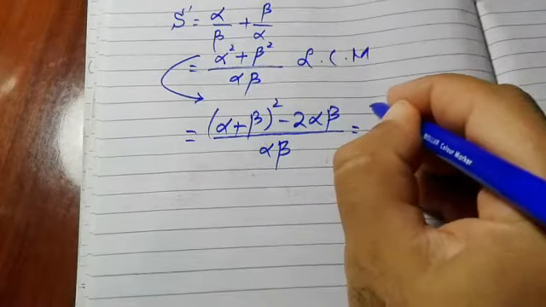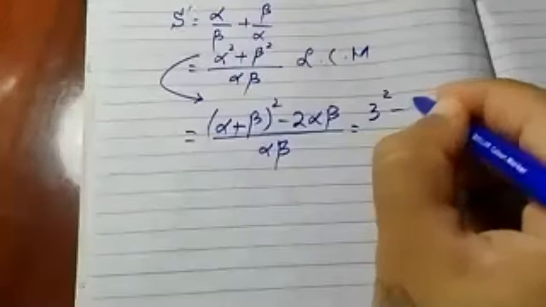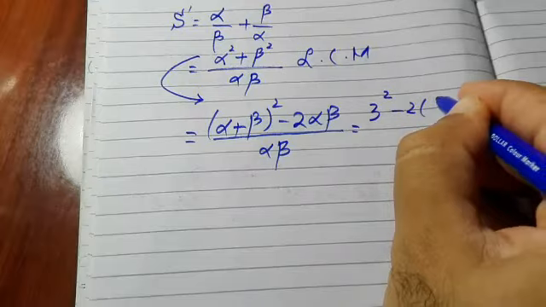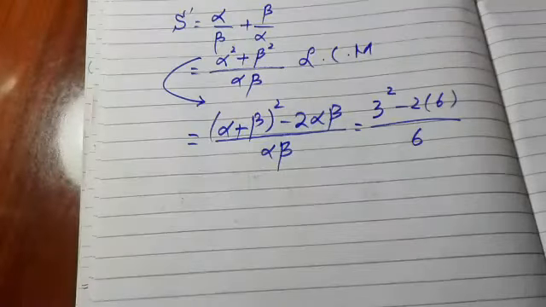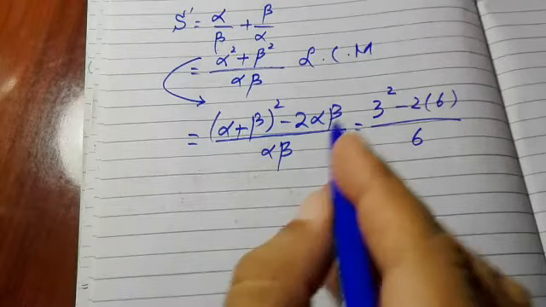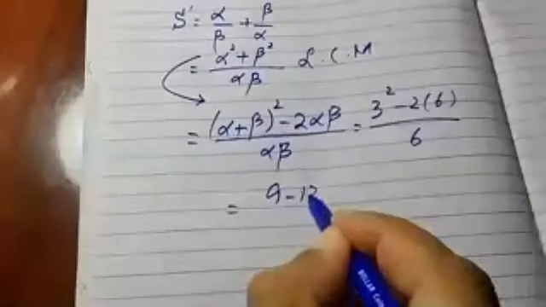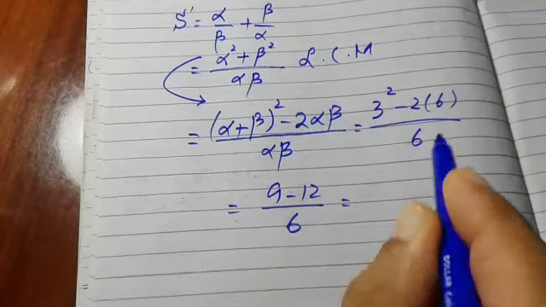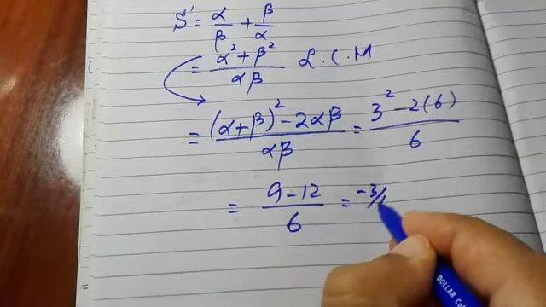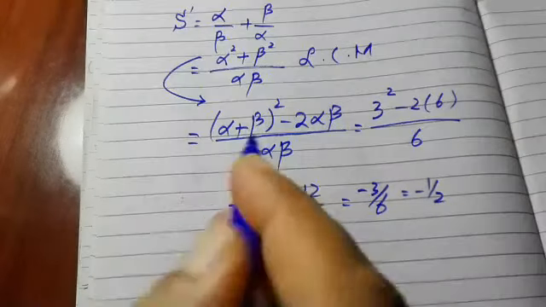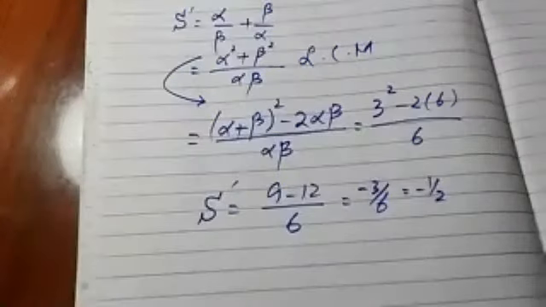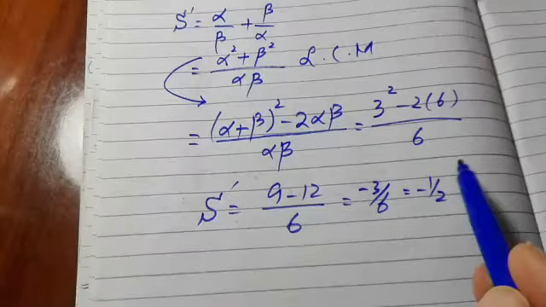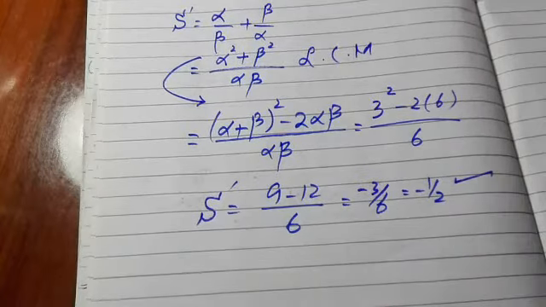So you will write 3 square minus 2 times alpha beta, which is 6, and alpha beta is equal to 6. Now, if you simplify, it will become 9 minus 12 by 6, that is minus 3 by 6 equals minus 1 by 2. So this will be the sum of roots of the required equation, right? We will use it later on. This is the requirement for this question.